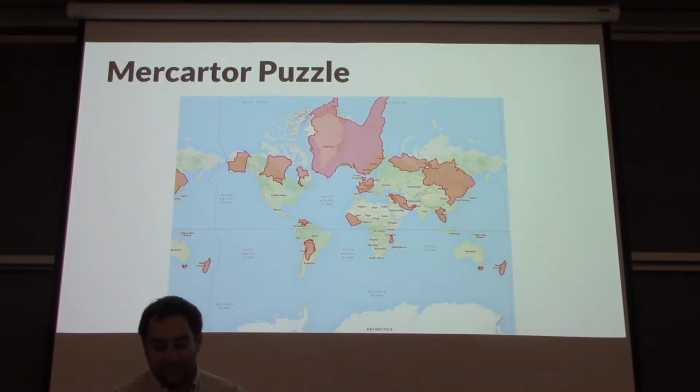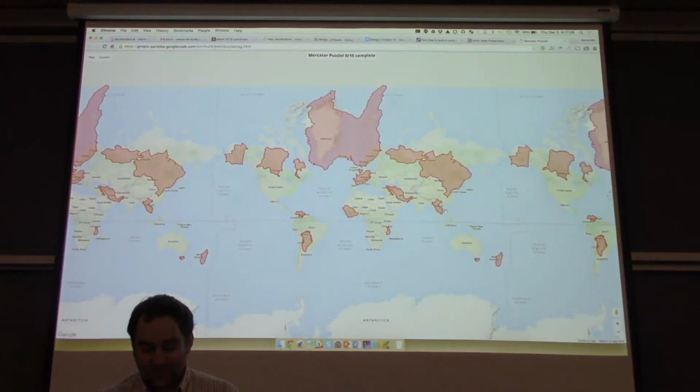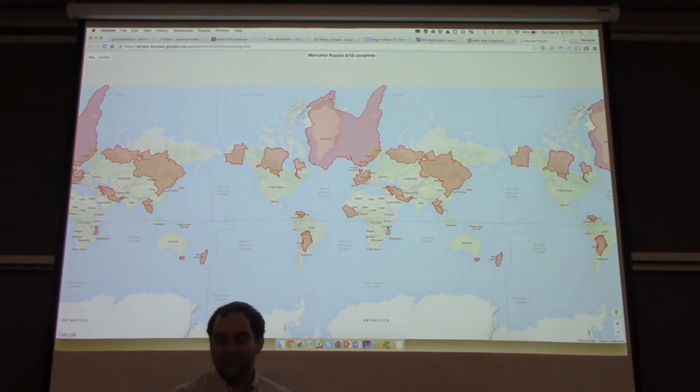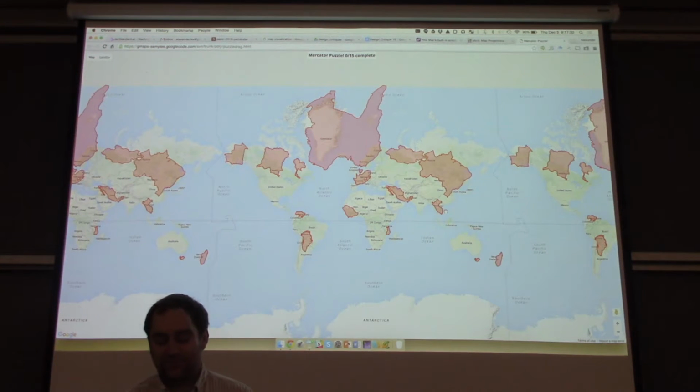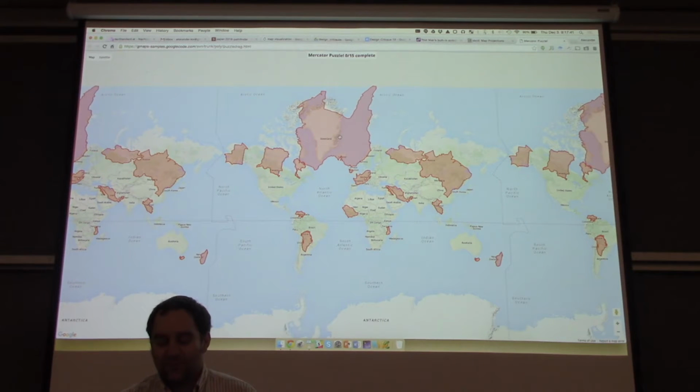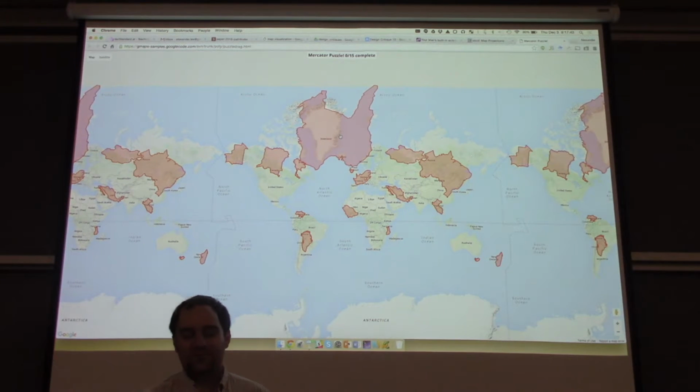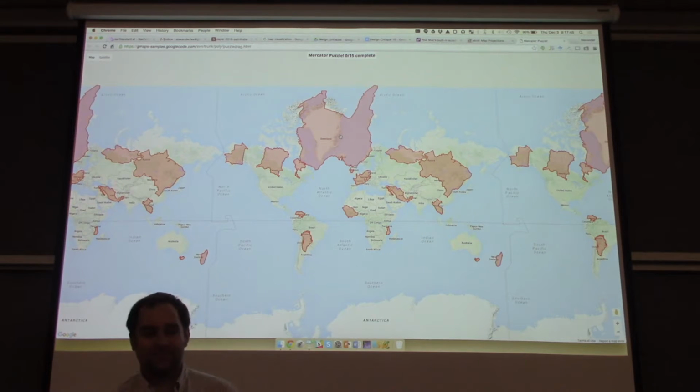So this is a tool by Google Maps, which they call the Mercator puzzle, which I really like because it gives you an idea of what happens to shapes as you move them along. The goal here, I might have shown this to you already, is to map the shape here to the actual country. So what is that?